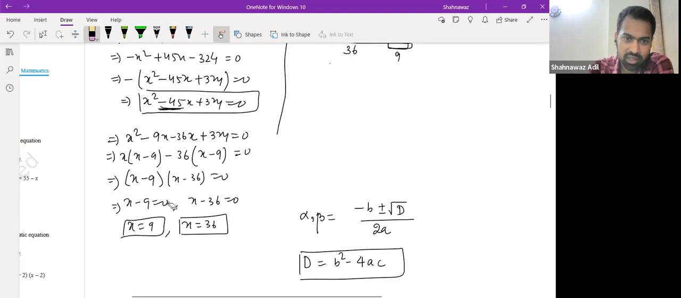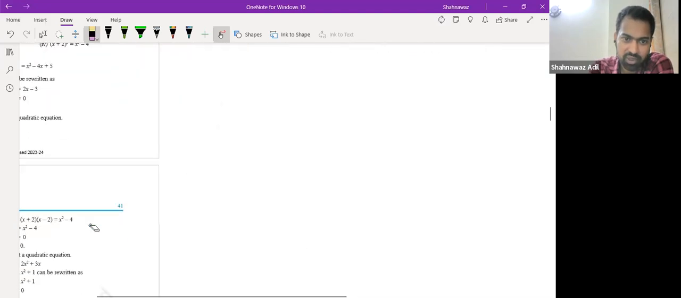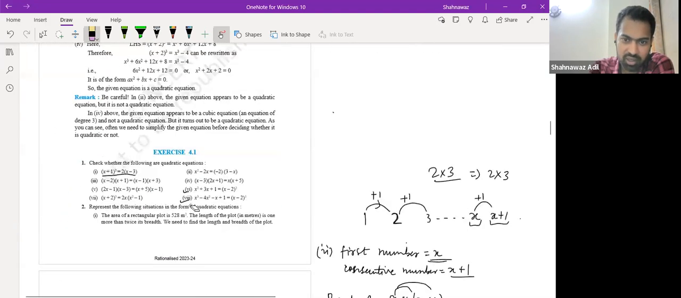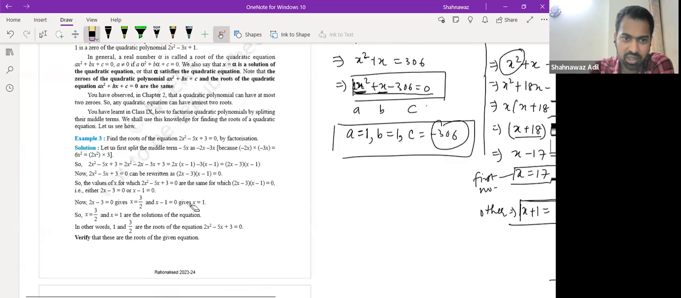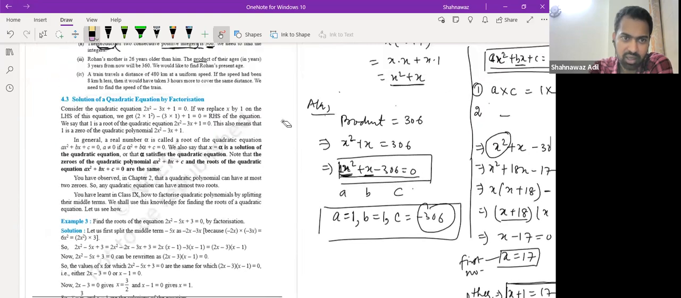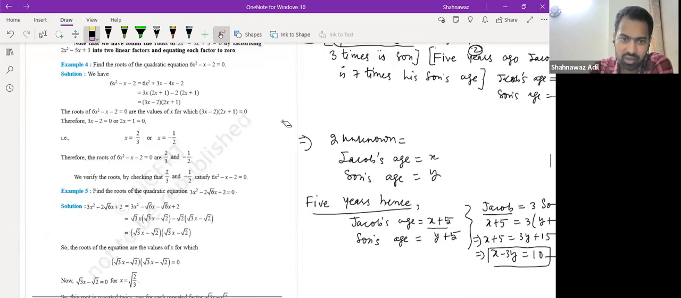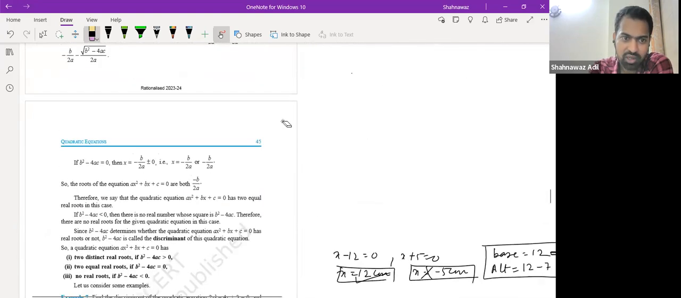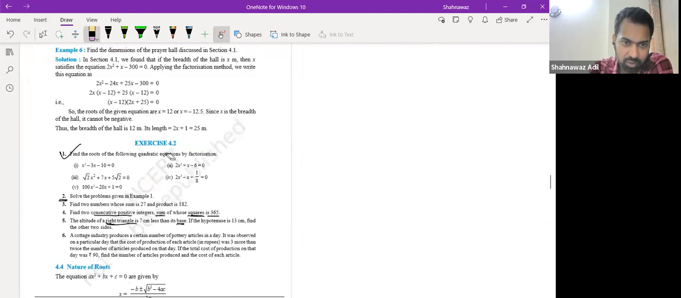Before we go, 4.2 you now know, right? Try to find out whatever problems you have, problems 3, 4, 5, 6. Then we will try to complete this chapter.